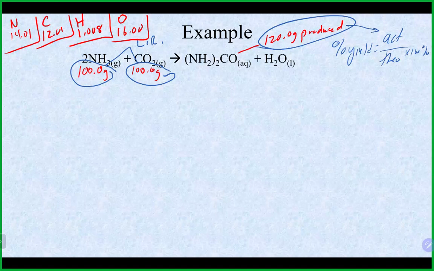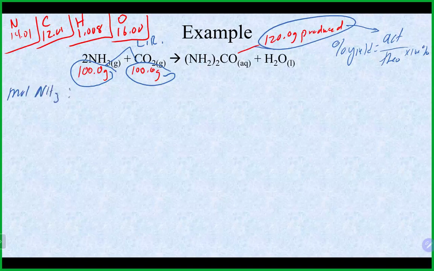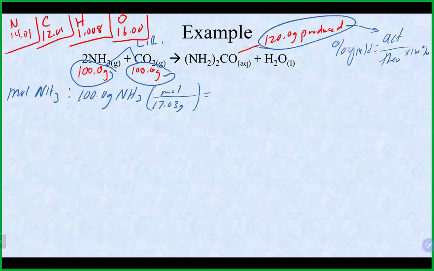Regardless of what method you choose, you're going to balance the equation, which it is. You're going to convert to moles. So we'll start with that. So moles of our NH3. We'll take the 100 grams. We'll use the molar mass from the periodic table, which gives us 17.03 grams per mole. And that's going to give us here 100 divided by 17.03, 5.872, we'll call it.